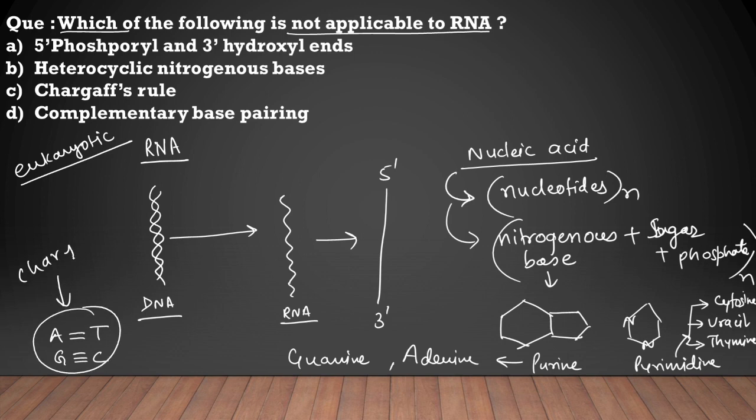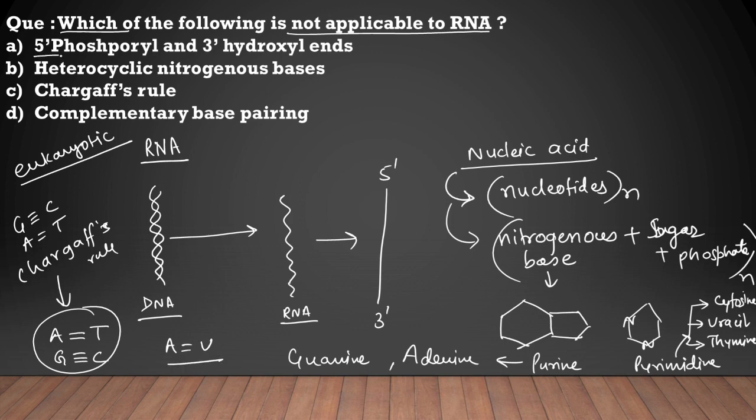Chargaff says that in the DNA of any species, there must be guanine binding with cytosine and adenine binding with thymine. But since thymine is not present inside RNA, adenine will pair with uracil. Now let us see the four options.